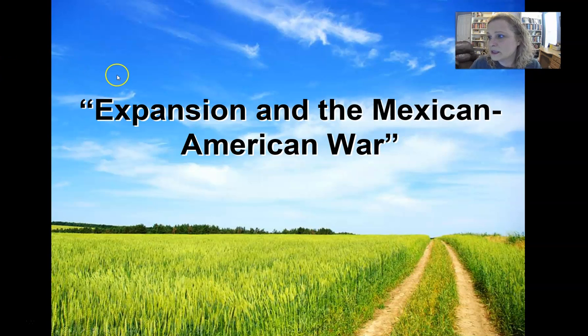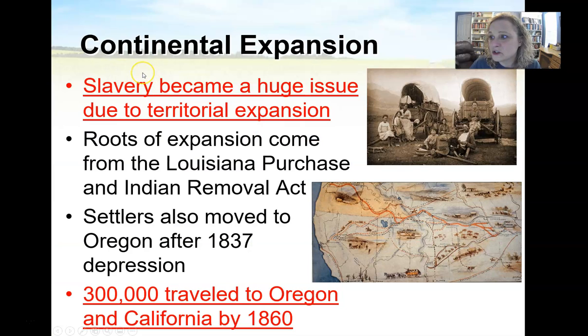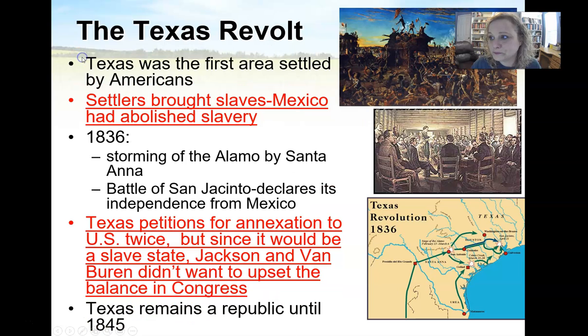But as the country expands, we start to see slavery becoming a huge issue. And really this is because we've gotten the Louisiana Purchase and cotton is very difficult on the soil, and so people are moving out west as population grows, but also as demand for cotton grows. America is going to provide about 80% of the world's cotton, so the demand is absolutely huge. People also start moving out there after the Panic of 1819 for more opportunity. And by 1860, 300,000 people had moved to Oregon and California.